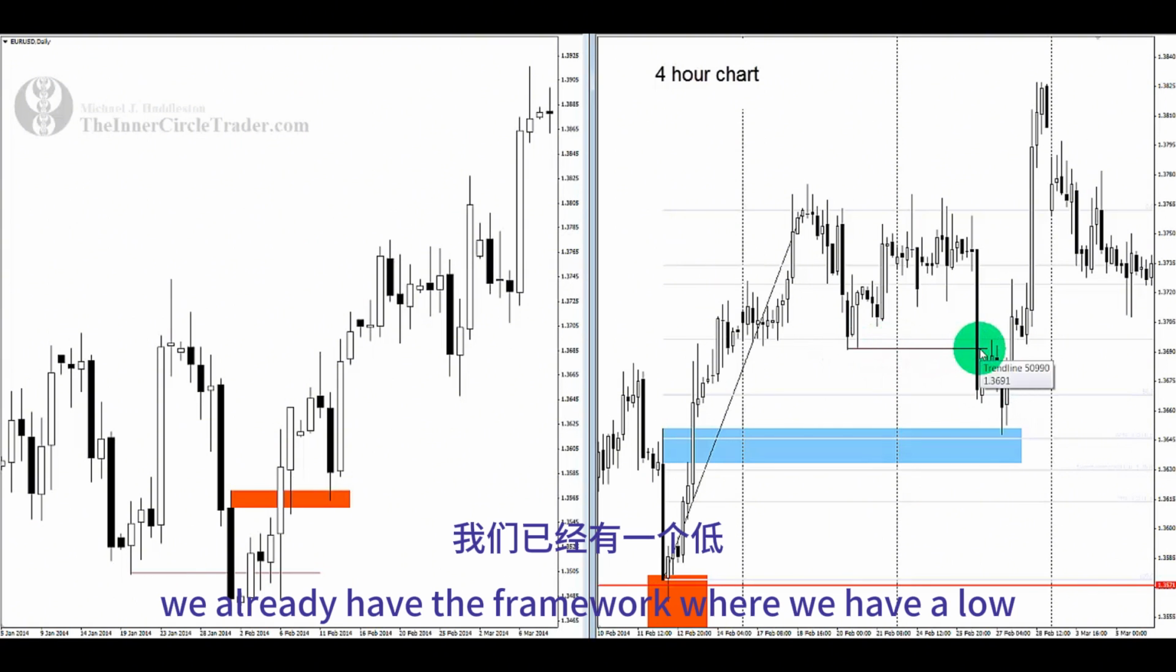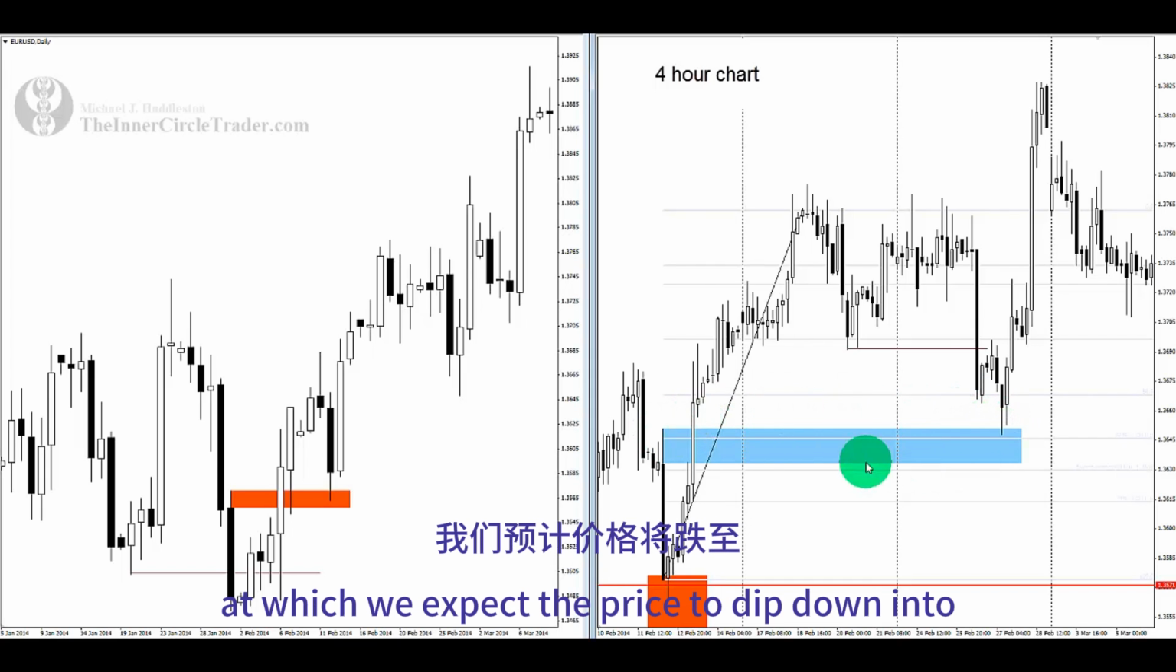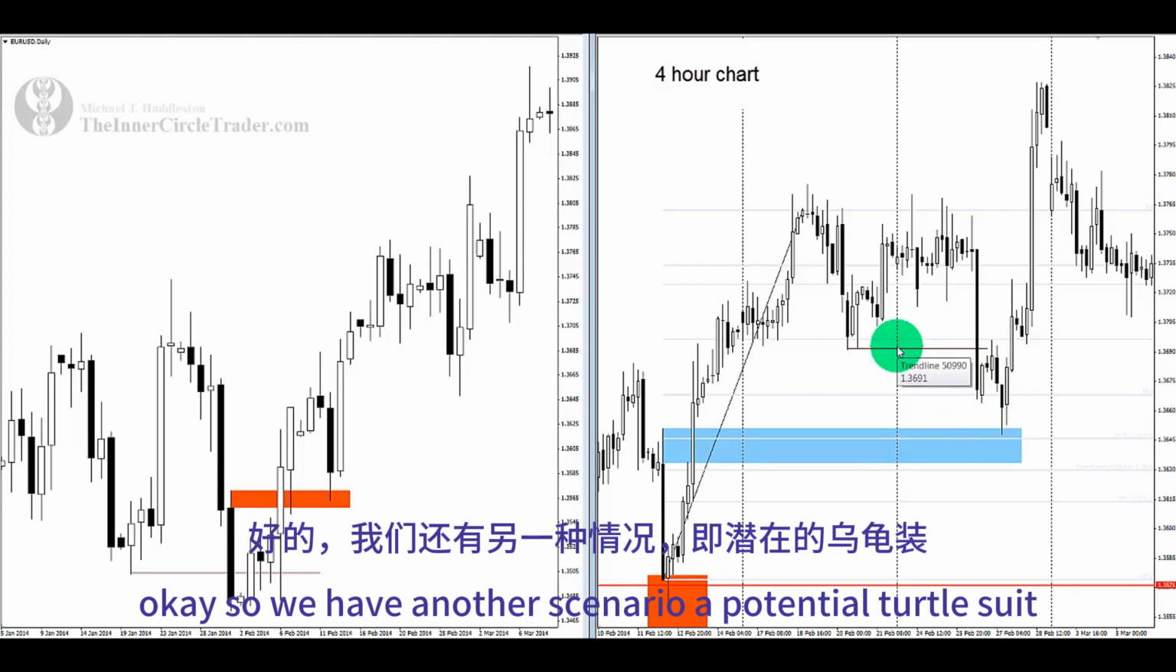We already have the framework where we have a low, they're running the low, and we already have an order block at which we expect the price to dip down into. We also have another short-term low right here, so we have another scenario of potential turtle soup.